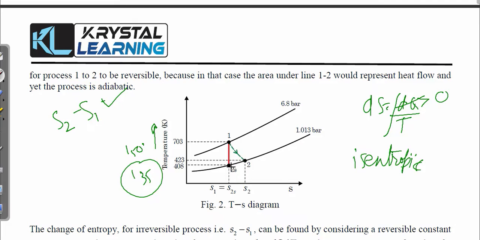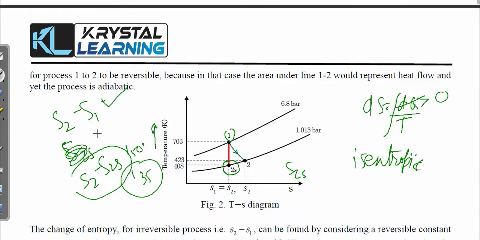For that path, we see that the entropy at point 1 and at 2s is the same, because it is a constant entropy line. So suppose we interchange point 1 with 2 and calculate S2s, since we are asked to calculate S2 minus S1. If we calculate S2 minus S2s, interchanging this part, then we will get the entropy change, final minus initial entropy change.